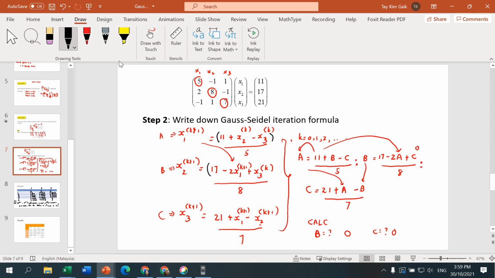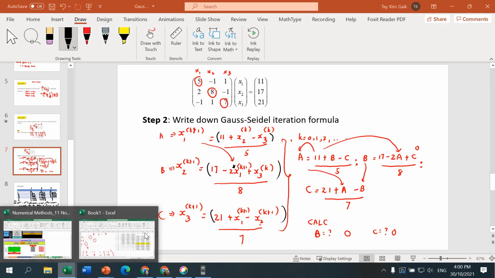Then x2: bracket, equal 17 minus 2 times x1 of k plus 1, so you click the new x1. Multiply in Excel uses the star. x3 is still the old one, so click the location of the old x3, divide by 8. Then for x3, in this formula, 21 plus x1, click the location of the new x1, plus the new x2, click the new x2, divide by 7.